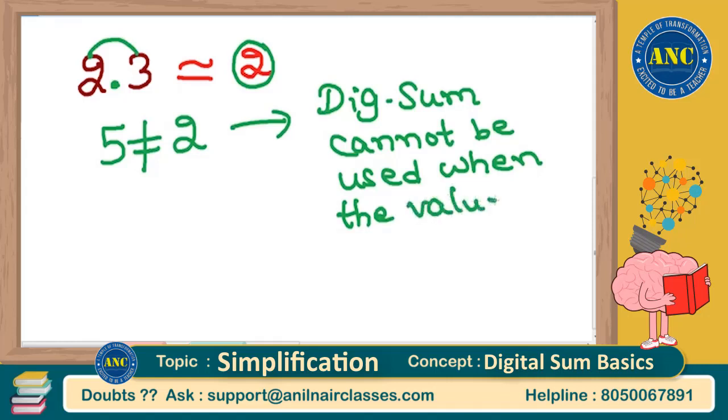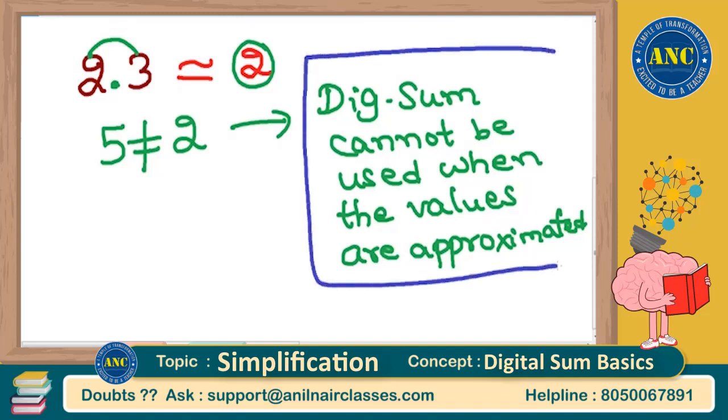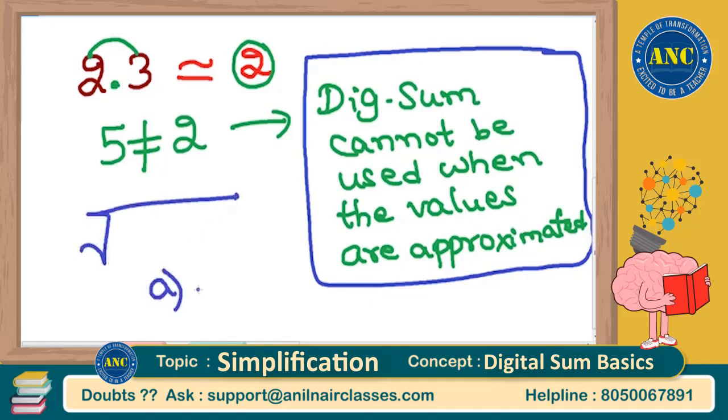That means I believe that you are able to understand when not to use the digital sum. You cannot use the digital sum directly if you are applying division. Digital sum cannot be used when the values are approximated. Digital sum should not be used directly in square roots. Convert the square root into squares in answer options, which we already discussed. Like that, you need to know some of the disadvantages of digital sum also.